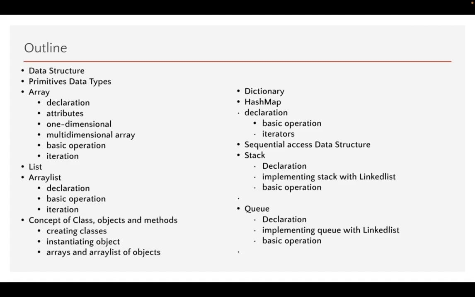So in this course we shall be covering a lot of stuff, beginning with data structure overview, and then we'll have a little revision of primitive data types. We'll talk about array, some data structures, list data structure. We'll look at a lot of concepts regarding some of these data structures, like array, list, dictionary, stack, and queue, and so on and so forth.